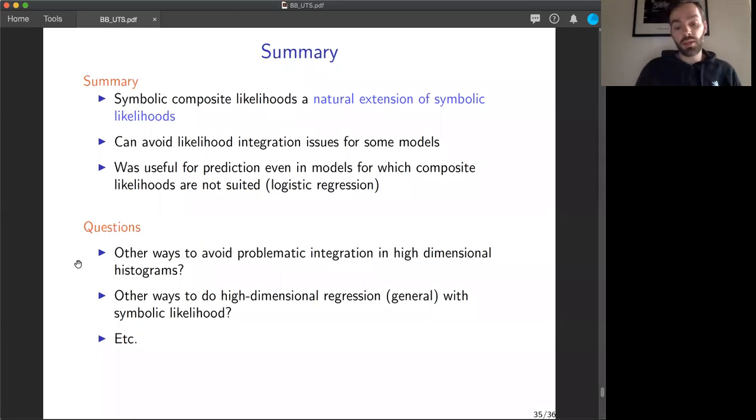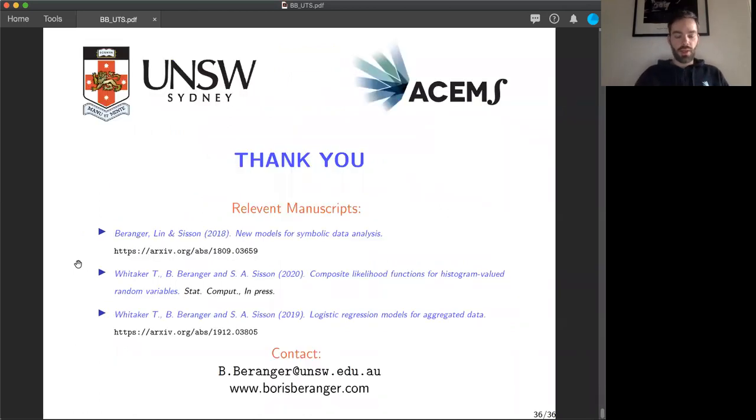Also, how can we really do high-dimensional regression for symbolic likelihood if we don't want to go by symbolic methods? And also, there are many other open questions. The design of the symbol is a recurring one. And we're looking into, at the moment, or Proscia is looking into the properties of the estimators. So that's it for me.